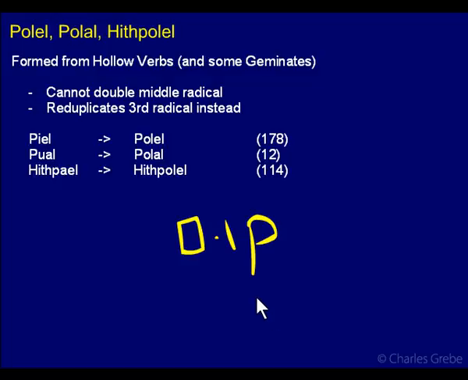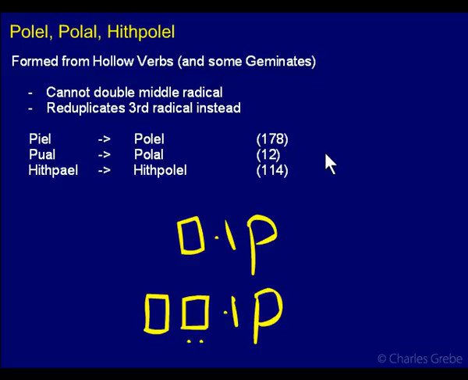So what they do instead is, instead of doubling the second radical, you reduplicate the third radical. So you have ku, and reduplicate means you're going to double it, but you're going to include a vowel. It's not just putting a dagesh forte in there. And what actually happens in this case is you get tsere. I'll show you the forms next page. But what's happening here is that instead of doubling this for Piel, Pual, Hithpael, you double this, or reduplicate it, because you include the vowel.